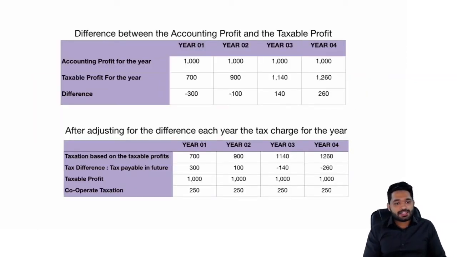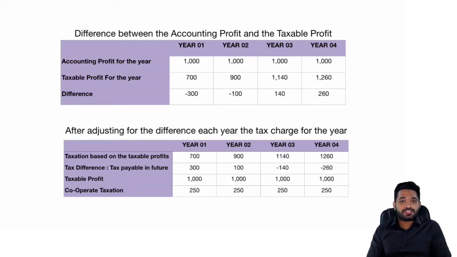Now, if you look at the tables shown to you, you have the differences highlighted here. Your accounting profit was 1000 in the first year, taxable profit was 700. So your profit is lower by 300. In year 2, your taxable profit is lower by 100. In year 3, your taxable profit is going to be higher by 140. And in year 4, your taxable profit is going to be higher by 260.